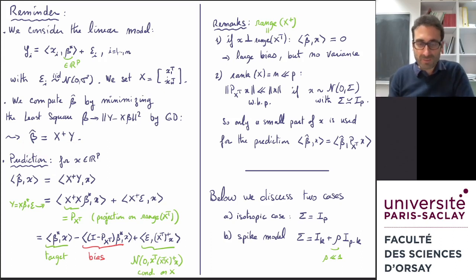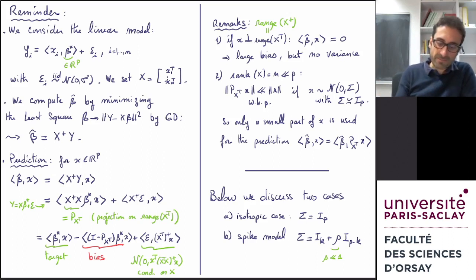Let us start with a few computations in order to understand what's going on. Let us take some x in R^p, and let us try to predict the value y for this x. The prediction will be beta hat scalar x, where beta hat is given by X plus y. By using the fact that y is equal to X beta star plus epsilon, I will have this decomposition: X plus X beta star, and X plus epsilon, scalar x.